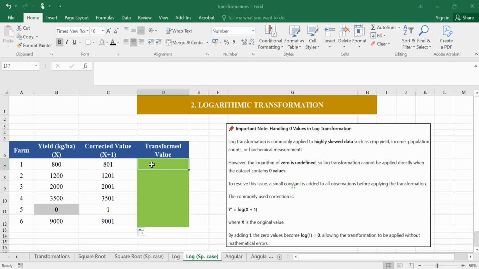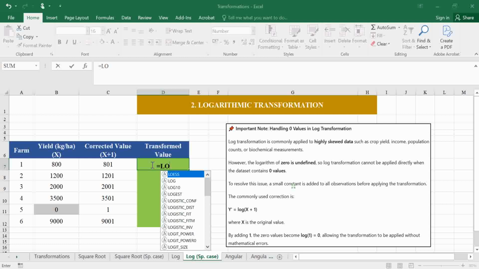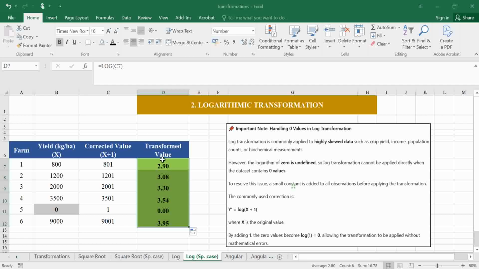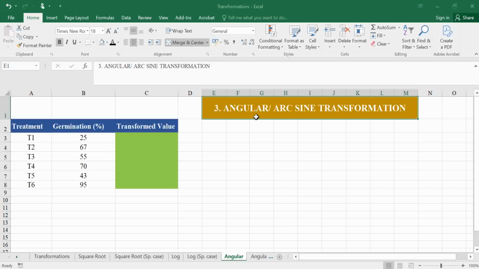Now the transformation will be applied to the corrected values, that is equal to log corrected value, and we get the transformed values. These are the transformed values to be used for further analysis. Proceeding with the third transformation, that is angular or arc sine transformation.